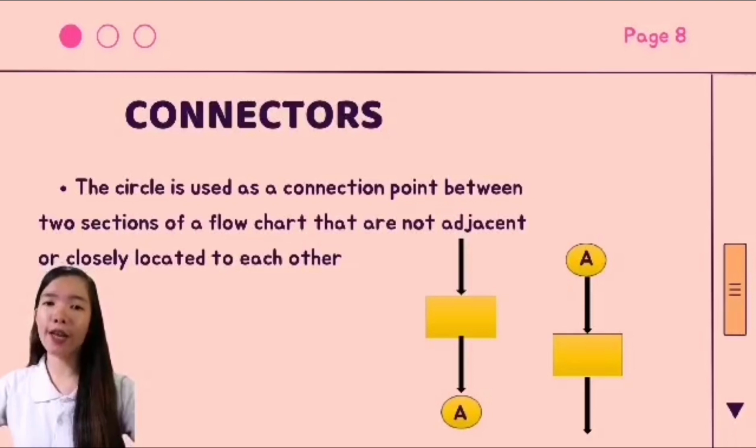Lastly, we have connectors. The circle is used as a connection point between two sections of a flowchart that are not adjacent or closely located to each other. Yung connector po kasi is ginagamit para i-connect yung blocks na medyo magkalayo. So for example, nagsusulat ka ng flowchart mo, then hindi siya nagkasya sa papel or sa pinagsusulatan mo. So gagamit ka ngayon ng connector para ma-connect mo yung dugtong ng flowchart mo doon sa ibang part ng papel.